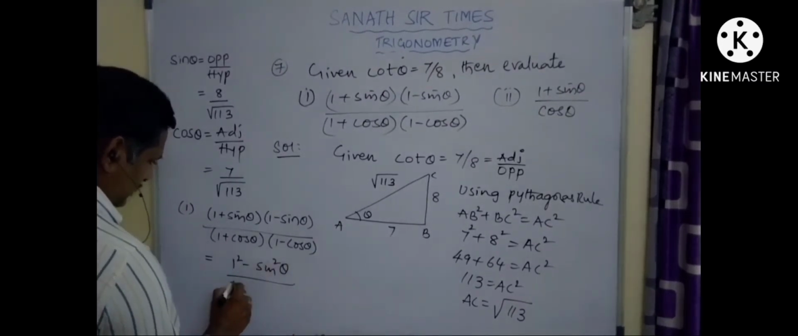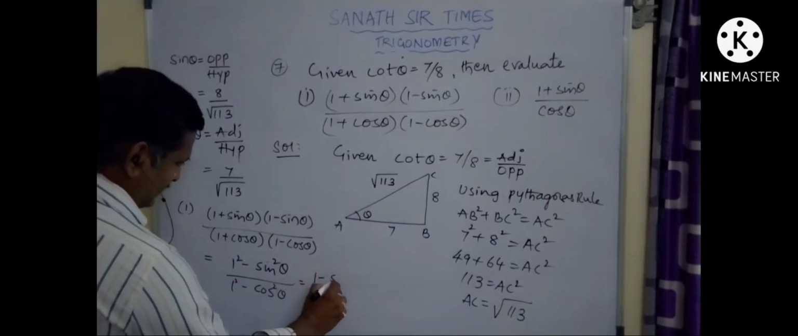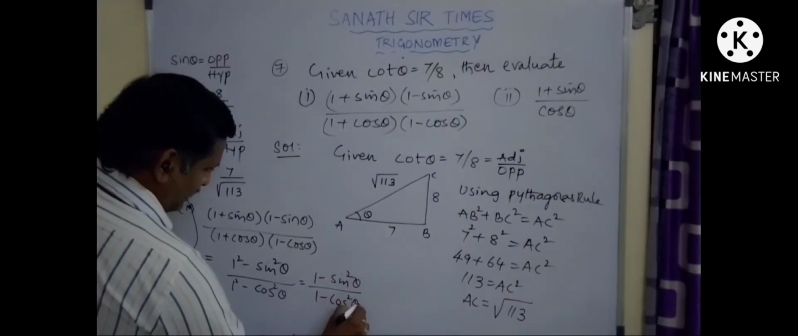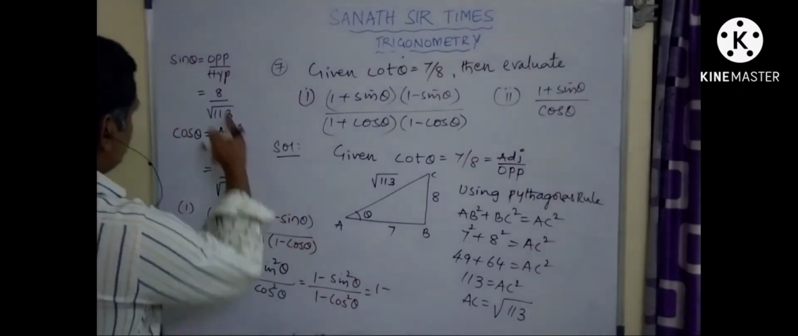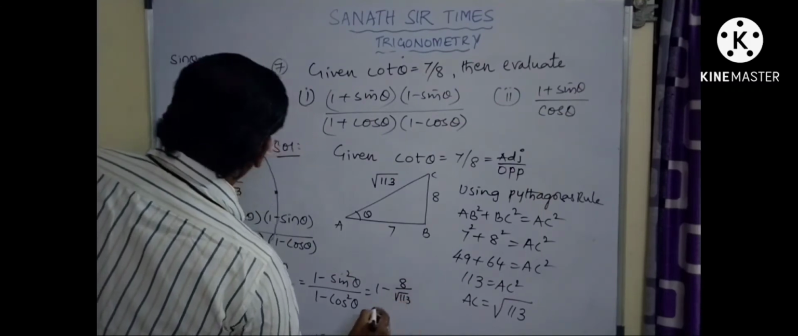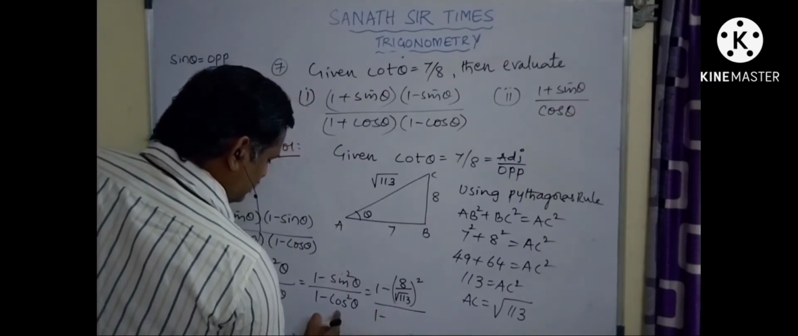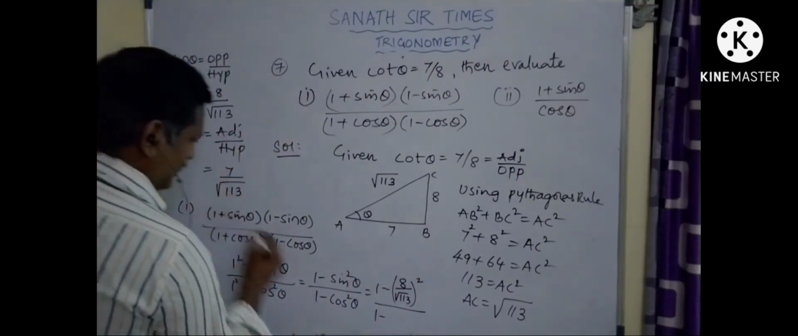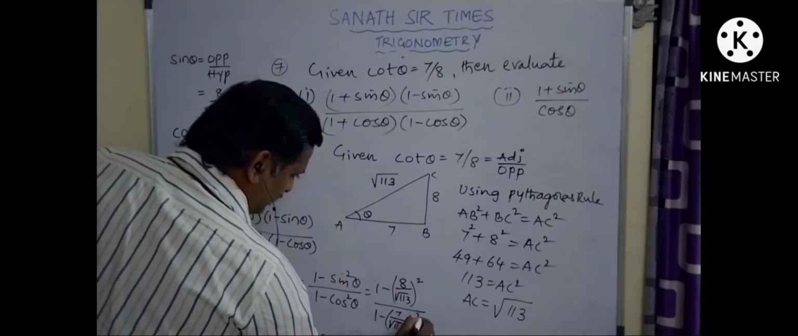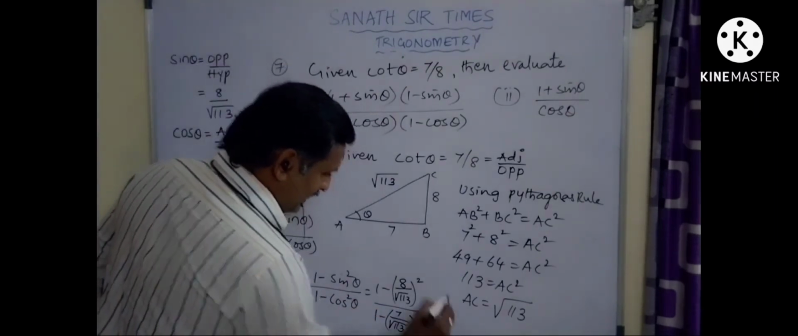Again, the denominator is also the same, a square minus b square. 1 minus sin square theta by 1 minus cos square theta. Sin theta value is known to you, 8 by root 113, and to that you have to square, divided by 1 minus cos square theta. Cos theta is 7 by root 113, to that you have to square. So you simplify this value and get me the result. Okay.